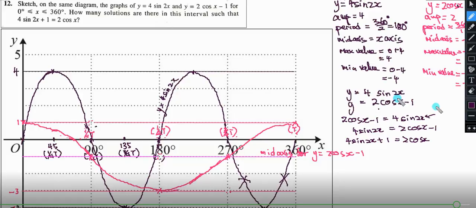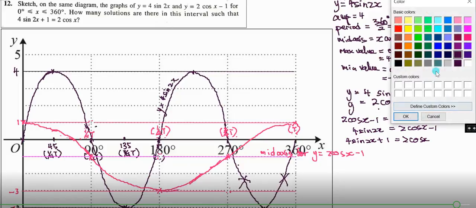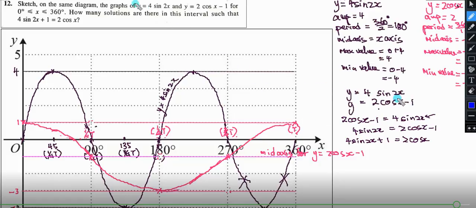Okay, now let's go and take a look. Where is the intersection? Remember, you have to look at the domain. The domain, the point of intersection, you have to check from 0 to 360 only. If you look carefully here, there is one point of intersection between the red curve and the black curve. Then you look here, there's another point of intersection between the red curve and the black curve.